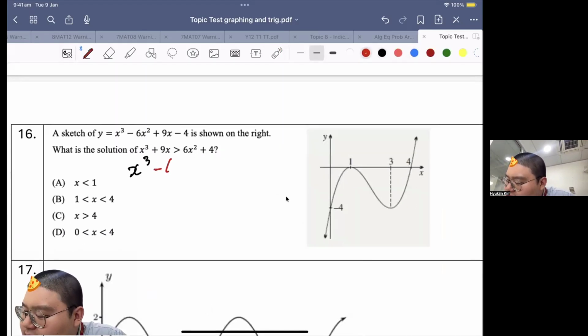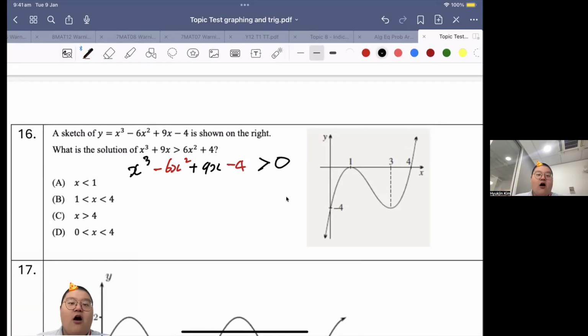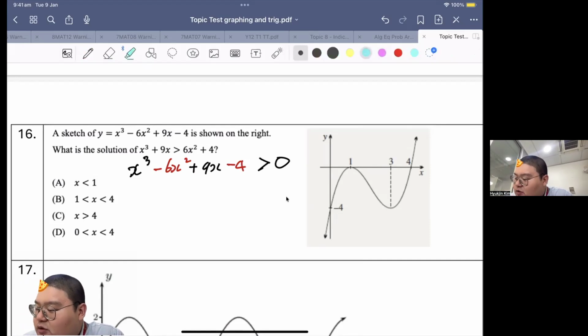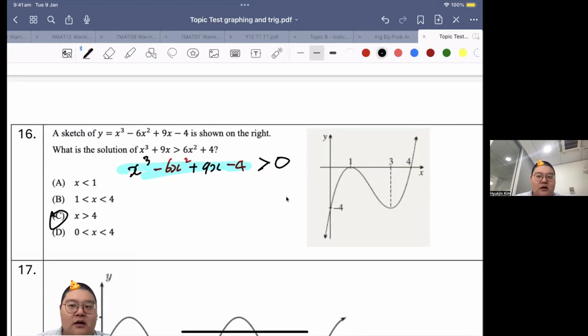If I were to move this 6x squared onto the left side, and then just keep the other guys here, and the 4 as well, and then keep the inequality. Wait a minute, what are they asking me to do? They're asking me for the values of x where this function is greater than 0. When is that? That's when x is greater than 4. That's not bad.